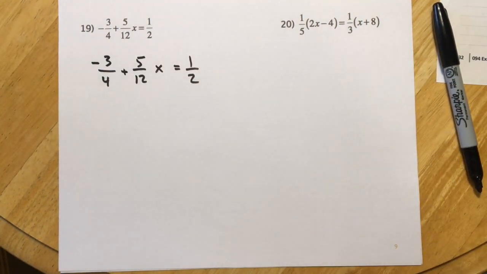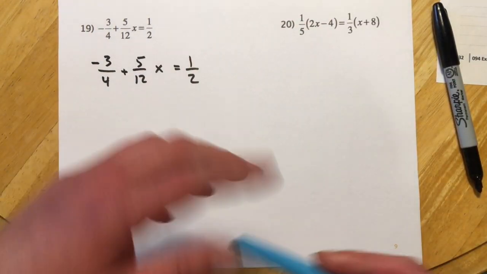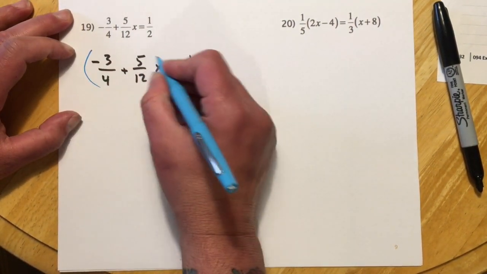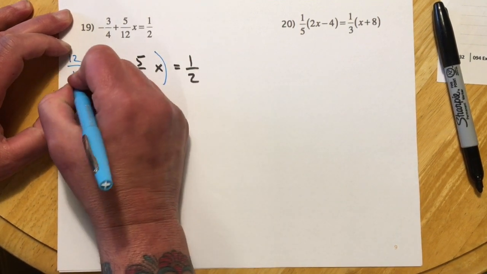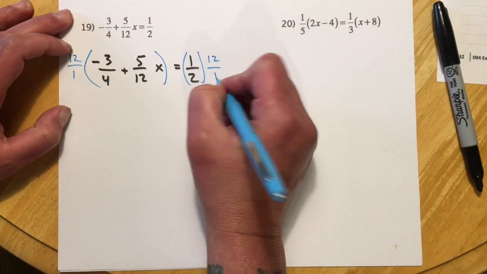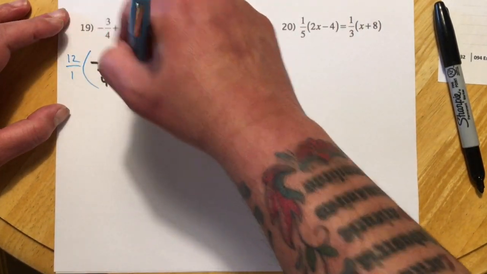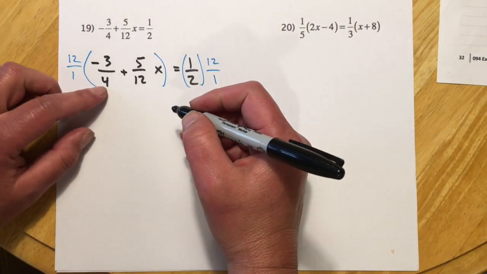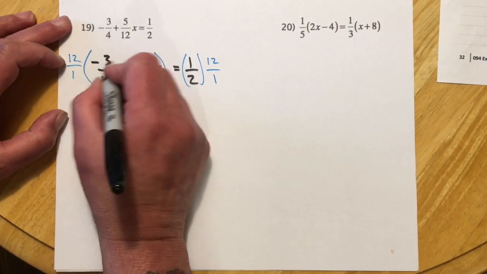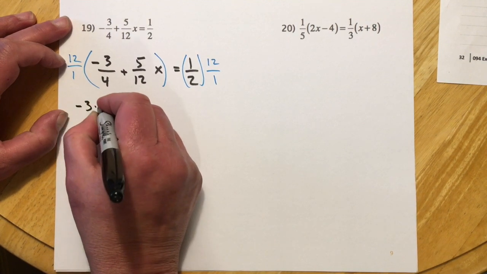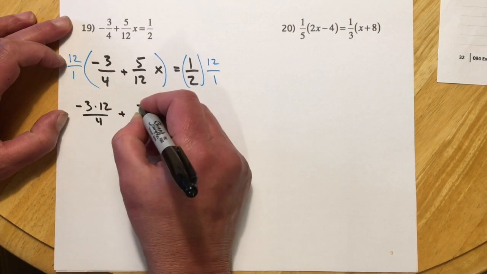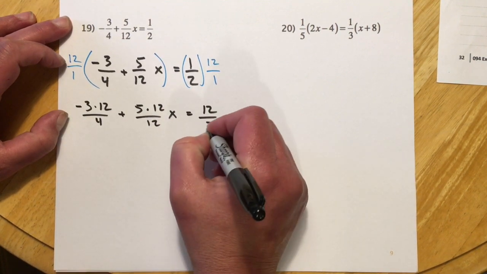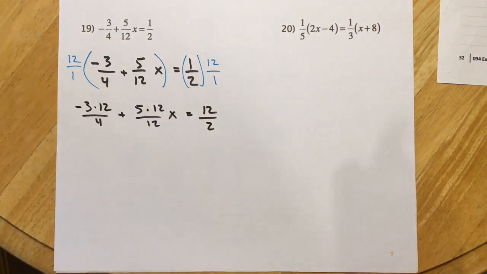And here's a really good place to clear the fractions, because this is going to be a pain otherwise. 4, 12, and 2 all go into 12, so what I want to do is multiply both sides by the LCD. That's going to knock out all these denominators. Let's see if we can do this in one step. I should write it out. This would look like negative 3 times 12 over 4 plus 5 times 12 over 12 with the x equals 12 over 2. That's just showing all the 12s there.